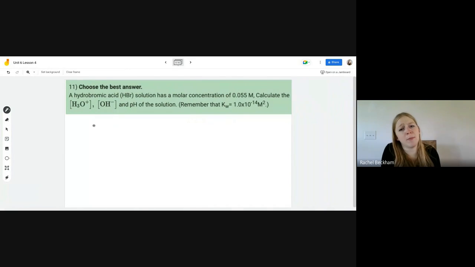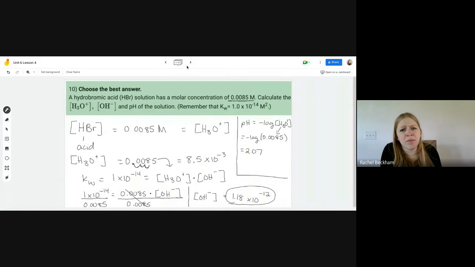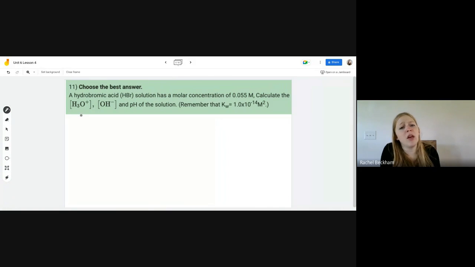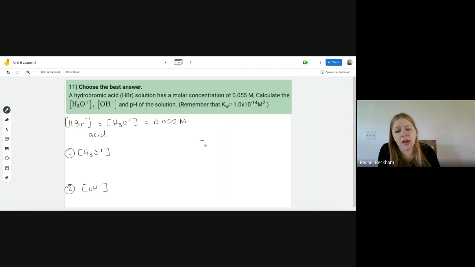Okay, let's look at number 11. Is this the same? I guess they're giving us slightly different numbers. So again, we have a hydrobromic acid solution, HBr. That's an acid, right? Acids have H in them. So this is equivalent to the H3O plus concentration because it's an acid. Acids have H3O plus. And that is equal to 0.055 M. Okay? We need to calculate 3 things. The H3O plus concentration, the hydroxide concentration, and then lastly, we need to calculate the pH, okay?